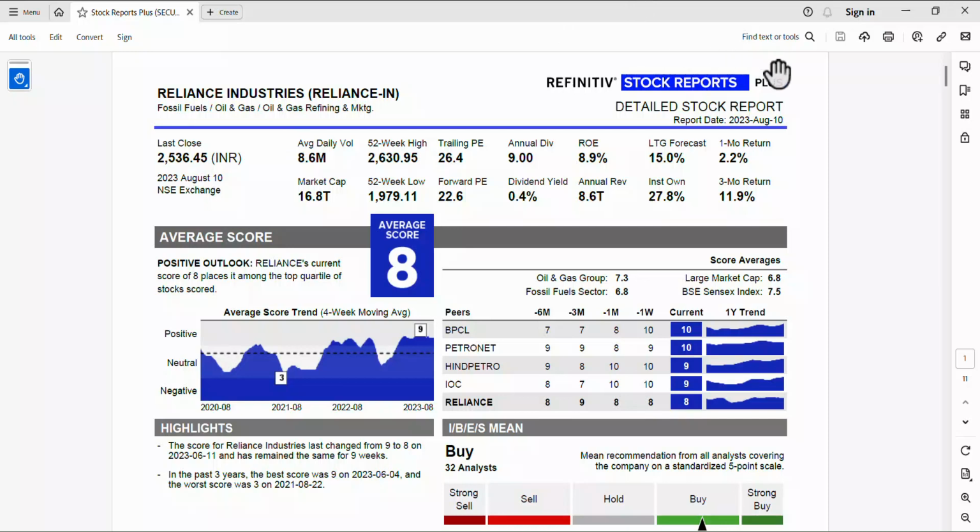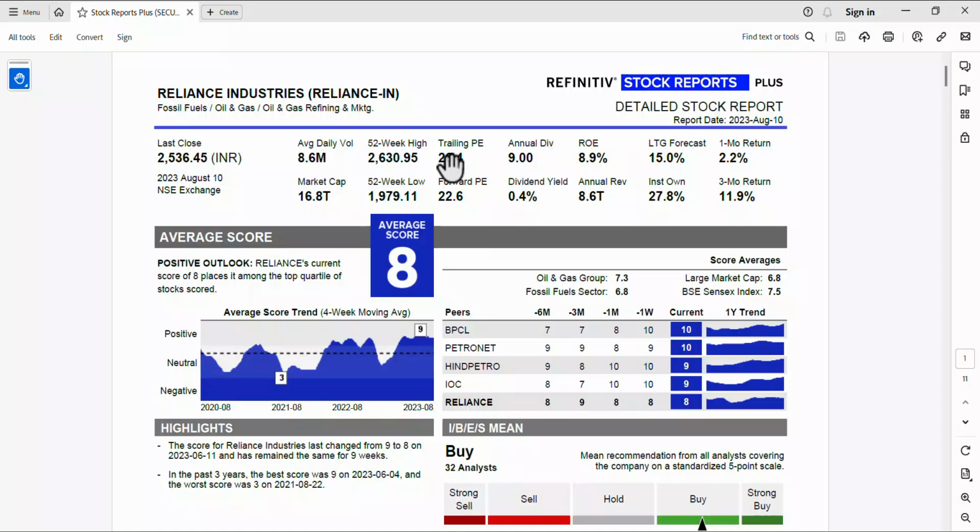Okay, do you want to? I should get a new one. We need to understand. Okay, we can have the latest one. So this is Reliance, and the trailing PE ratio at that time was 26.4.